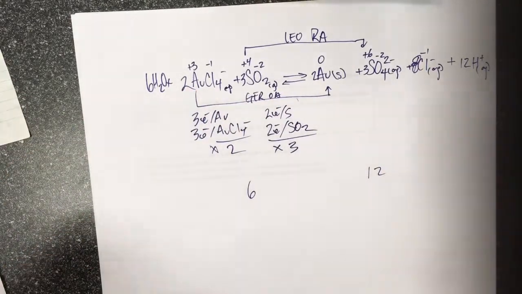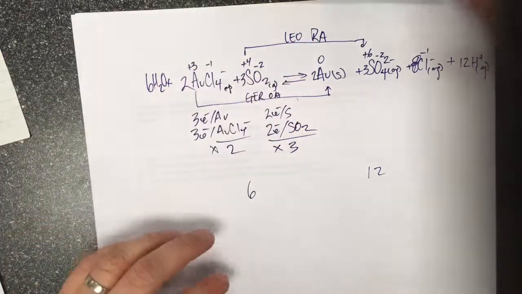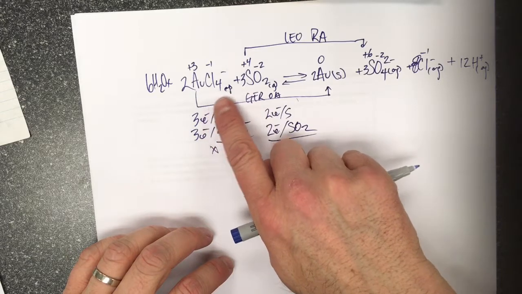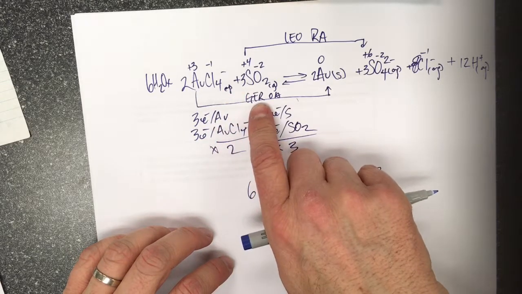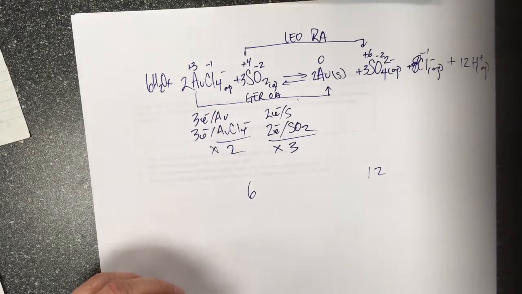The charge allowed me to figure out that I'd made a mistake. Oxidizing agent and reducing agent identified. We can see the gold in tetrachloroaurate is being reduced, and the sulfur is being oxidized. Hopefully that helps you figure this out.